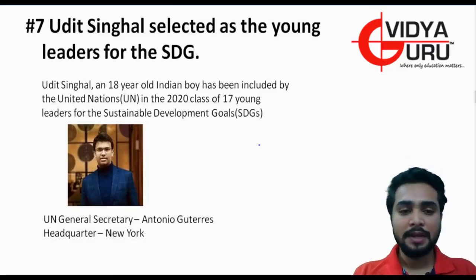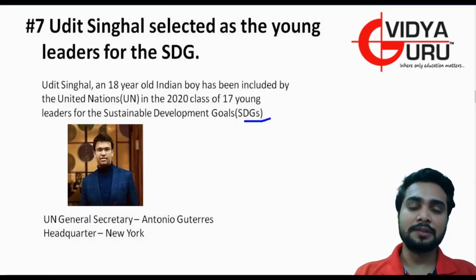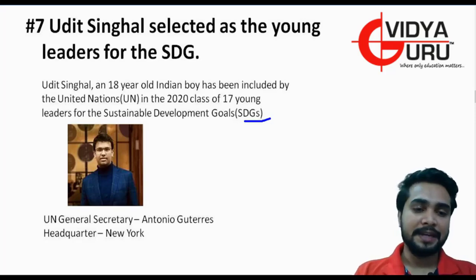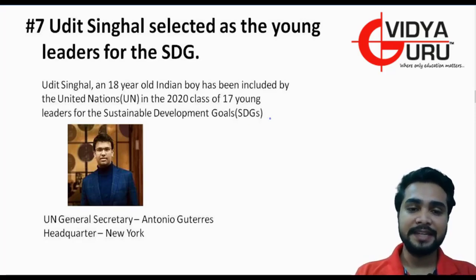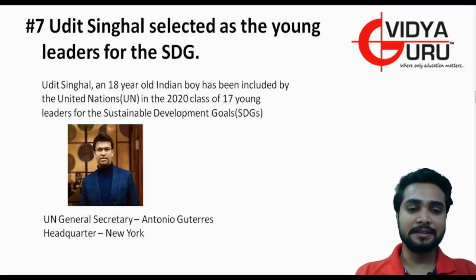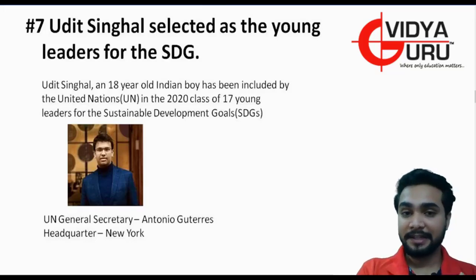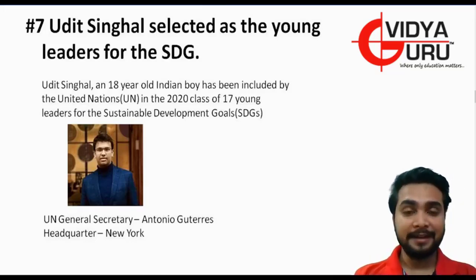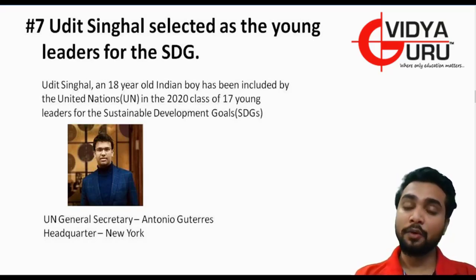Let's move on to the next question, which says Udit Singhal selected as one of the young leaders for the SDG. SDG stands for Sustainable Development Goals. Udit Singhal, an 18-year-old Indian boy, has been included by the UN in the 2020 class of 17 young leaders for Sustainable Development Goals. And what does Sustainable Development Goal mean?